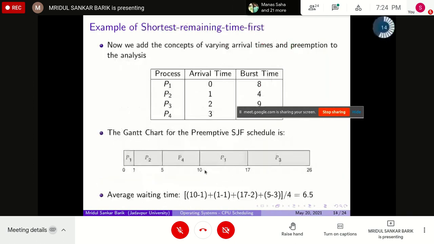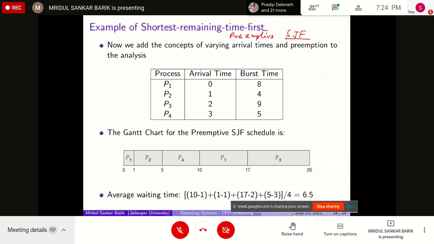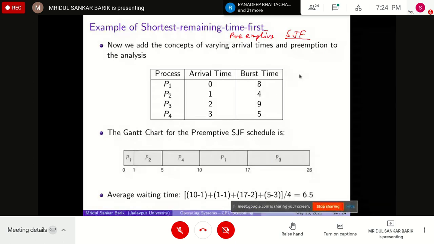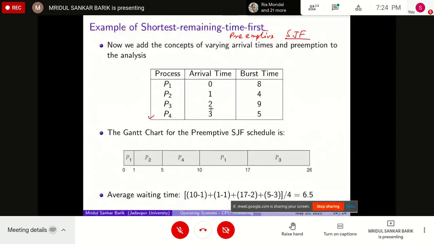Now, the preemptive version of shortest job first is called shortest remaining time first. Okay, so let's take one example of that. We have processes P1, P2, P3, P4. Their arrival times are not all zeros, so they arrive at different times, and their burst times are given.